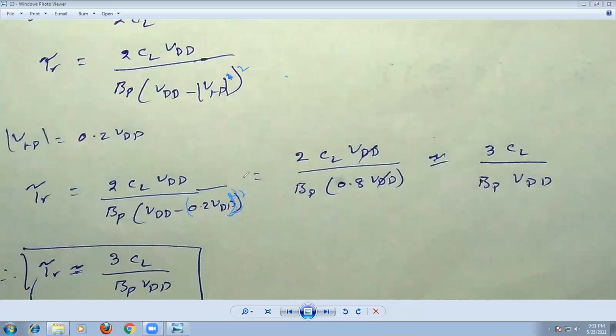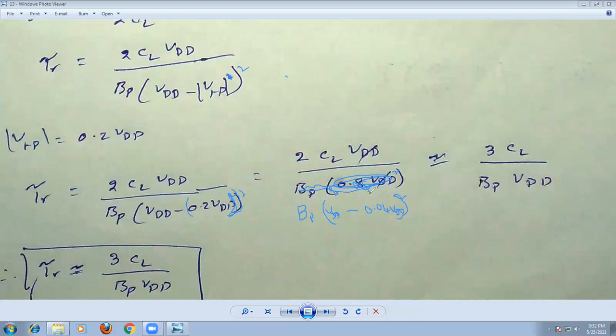Now substituting all these values, 2 CL VDD, and this is VDD square, and this becomes 0.04 VDD, minus, so this total is equal to beta P into VDD minus 0.04 VDD square, VDD whole square.